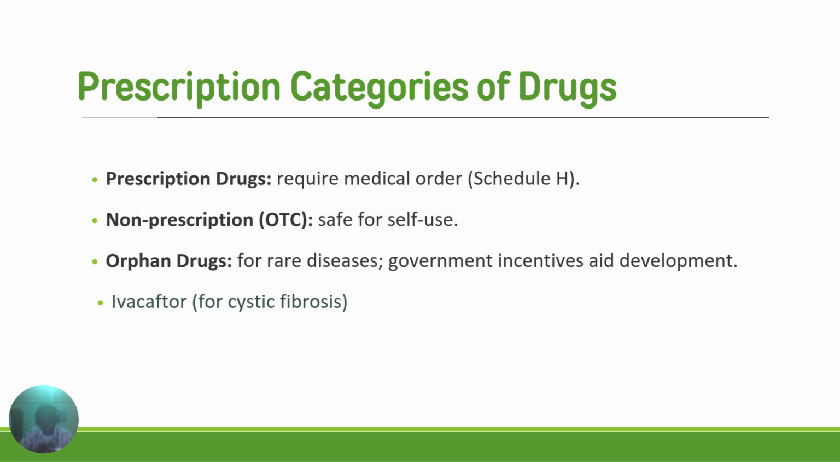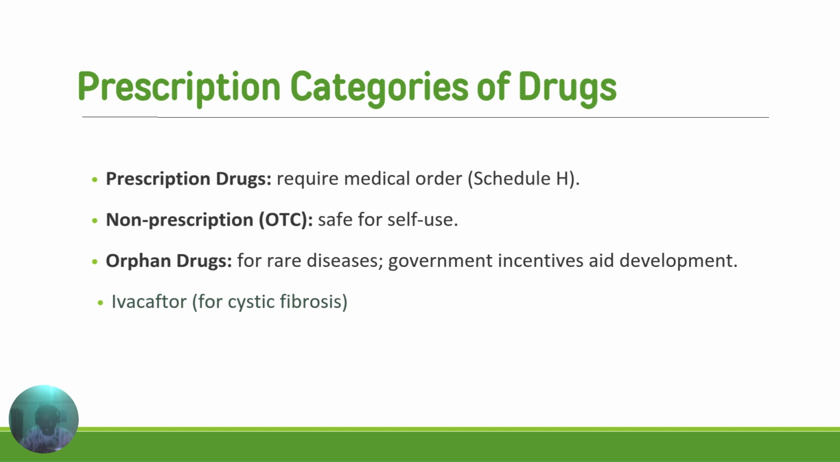Then we have category number three. According to prescription, we have orphan drugs. These are drugs that are used for rare diseases. A typical example is the ivacaftor.